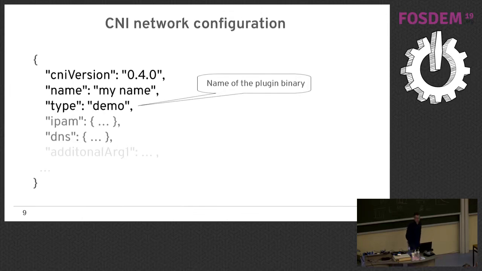There are also some additional optional parameters like IPAM, DNS, and the file can also contain any number of additional parameters, not useful for the container runtime, but it's also passed to the plugin, and actually in the demo we will make use of this.